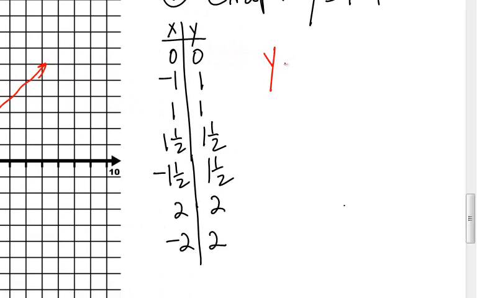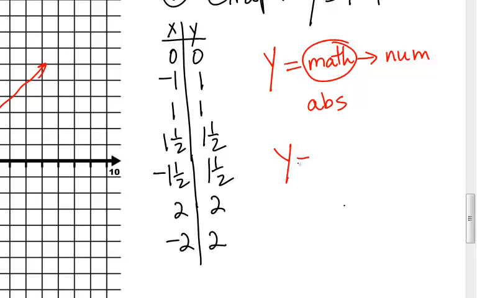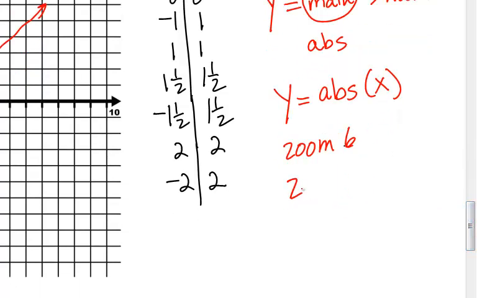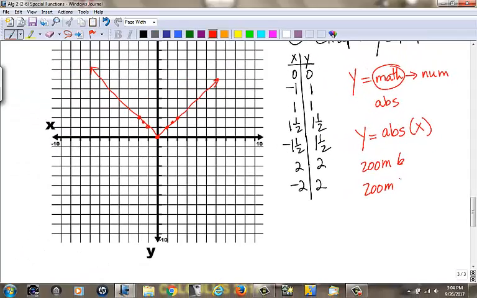If you go onto your calculator and do y equals, and then do the math key, then right over to number, and then you'll see ABS for absolute value, so you can do y equals the absolute value of x, and graph that. And I would do zoom 6 for zoom standard, and then I would switch over to zoom square, I think it's zoom 5 for zoom square, and that makes it look more like the absolute value graph.